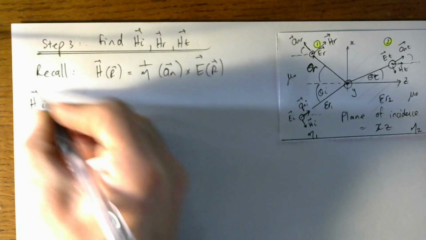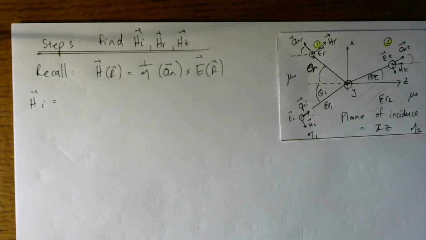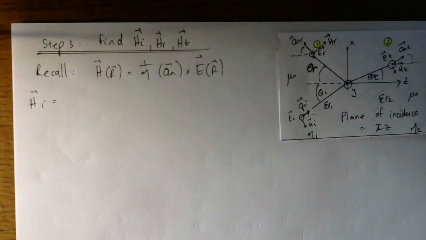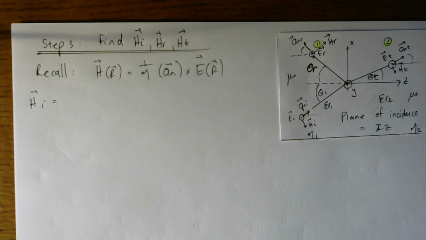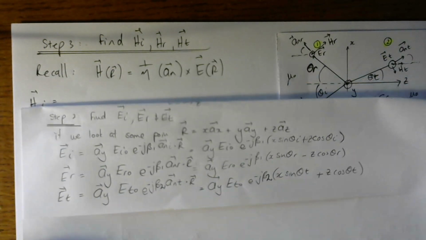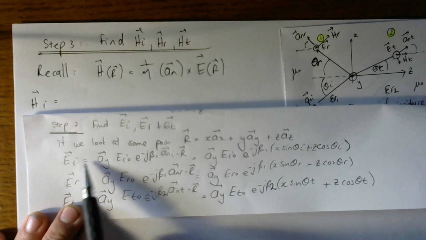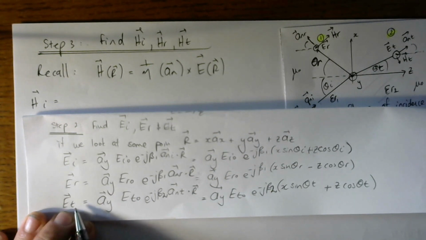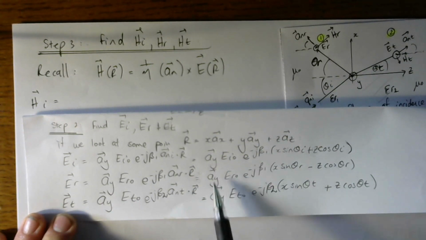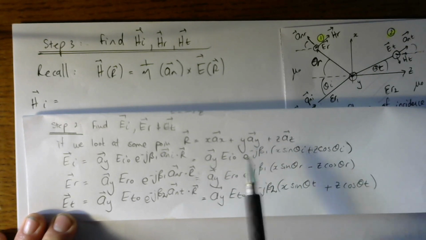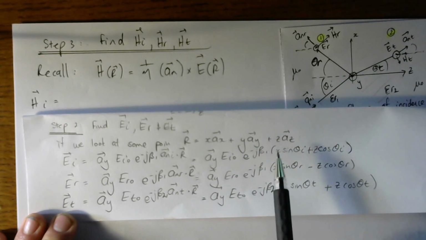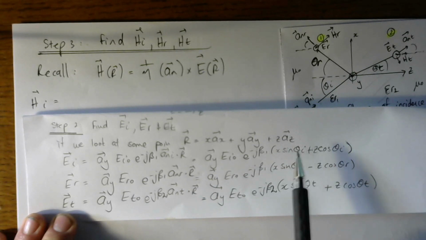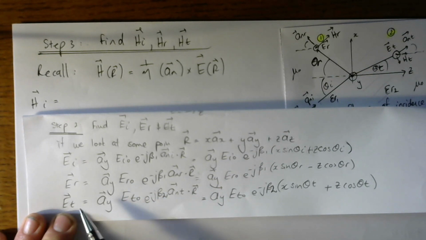H_i is equal to, remember I already have expressions for my electric fields. I'm just going to flash that page again so that you recall we were deriving it. So these are my electric field expressions. They look something like this. My reflected electric field and my transmitted electric field. These are the expressions that I have for them. They have a y component and some exponential that is a function of both x and z, and the angles theta i, theta r, and theta t for the incident, reflected, and transmitted fields respectively.